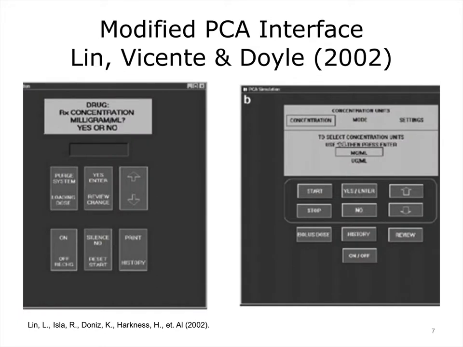In a study conducted by Lynn, Vincente, and Doyle, 2002, they investigated the use of patient-controlled analgesia devices, PCA. PCA are devices controlled by patients to administer pain medication in particular doses. For example, a cancer patient or even someone with a broken leg may be given access to the PCA device to administer pain medication on their own.